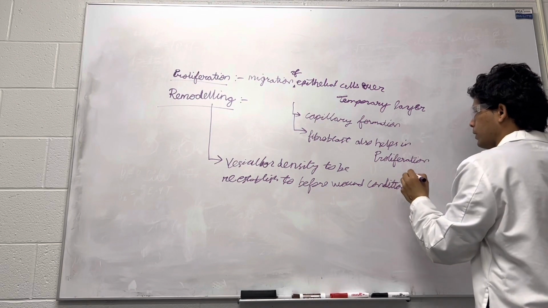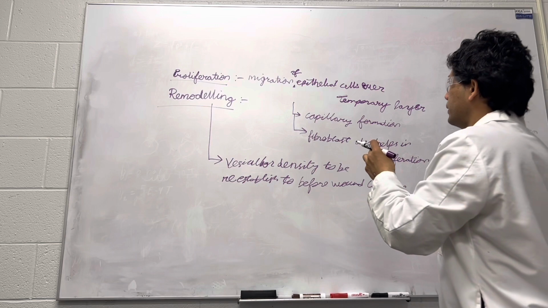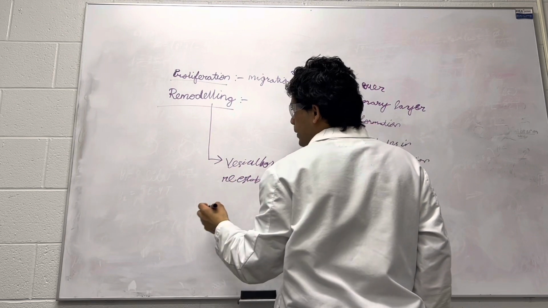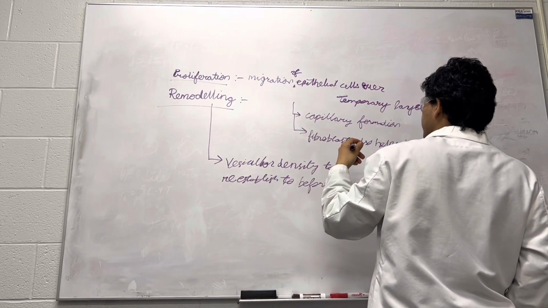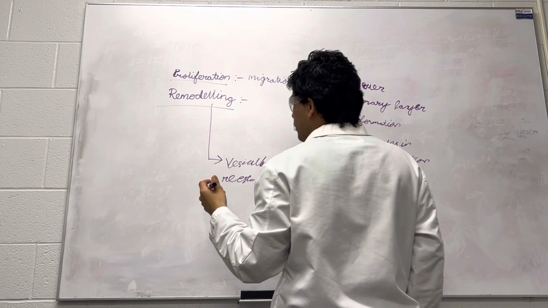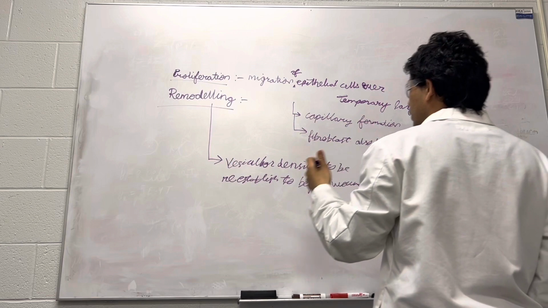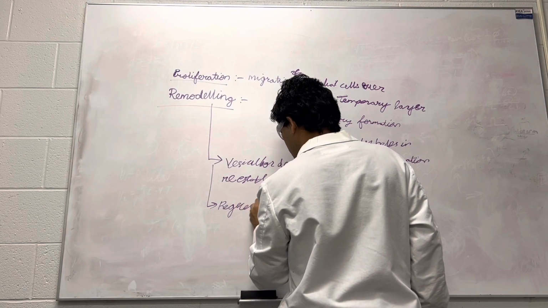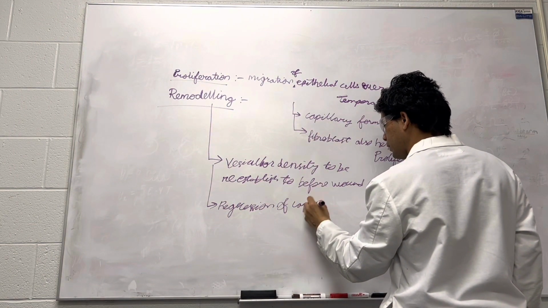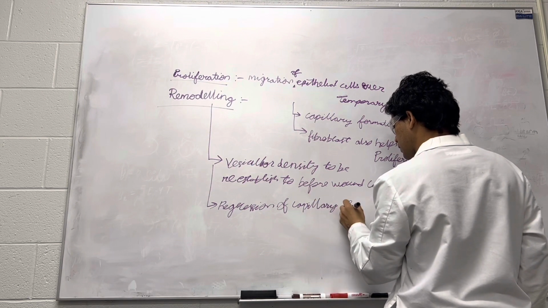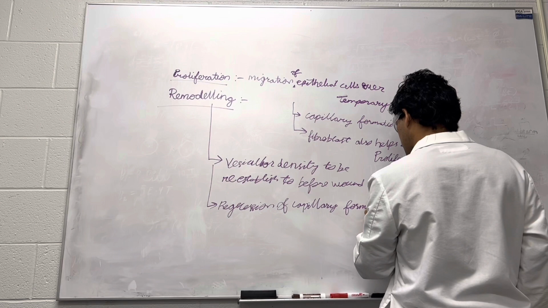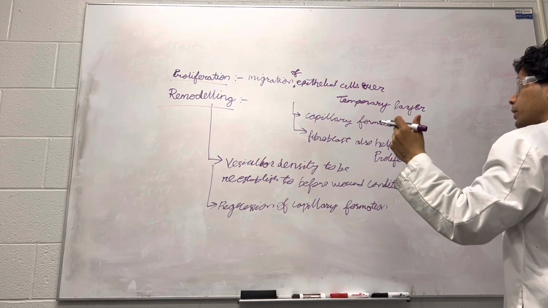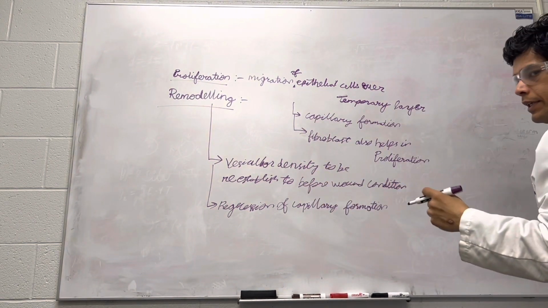And for this, the capillary formation that occurs in the proliferation state, the multiple capillary formation, needs to undergo regression of the capillary formation in such a way that the final architecture looks similar to the before-wound state.